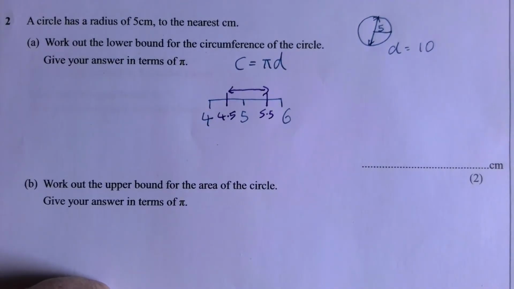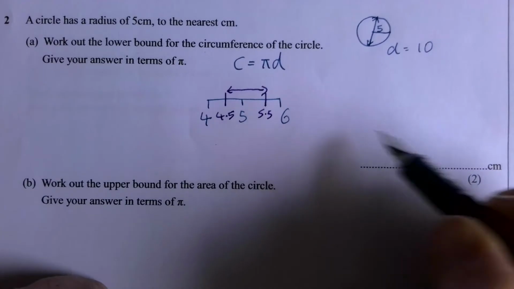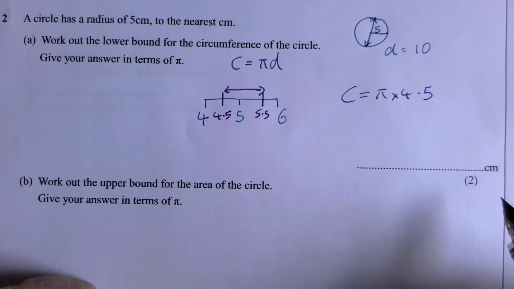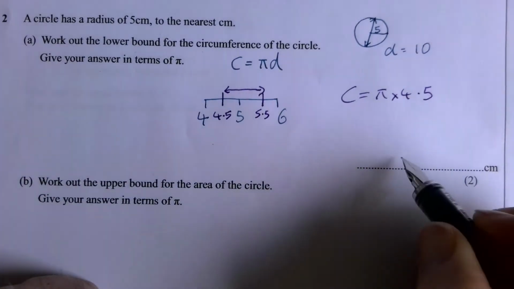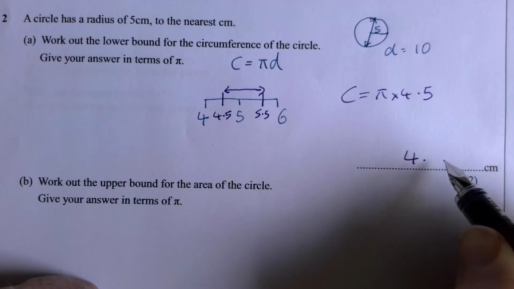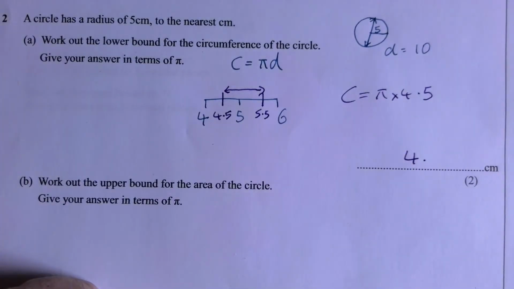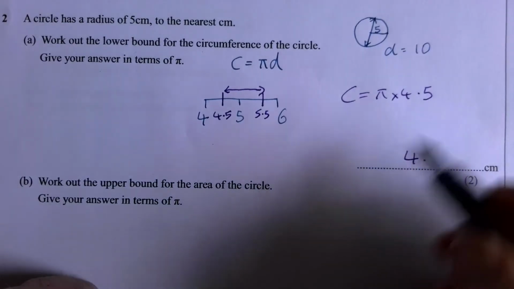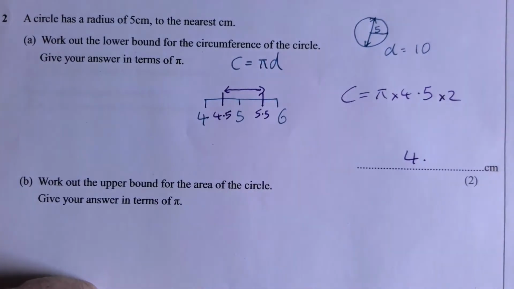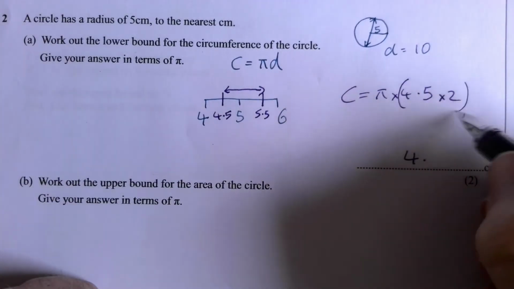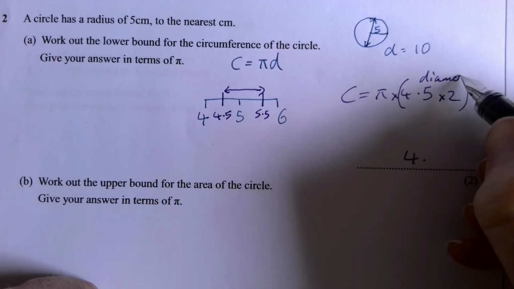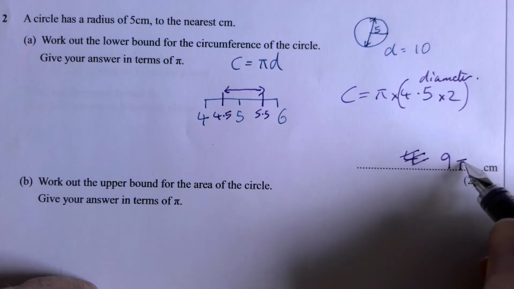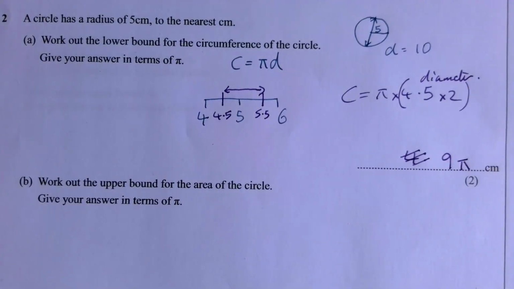We're going from, so that'll be 4.5 there. The upper bound would be 5.5. So the lower bound for the circumference of the circle is going to be pi times 4.5, and it says give your answer in terms of pi. Oh, that's not right, is it? What have I done wrong there? That's the radius, so I need to double that, don't we? I just write in times 2 there to get our diameter. That means that I'm actually going to be left with 9 pi as my answer.